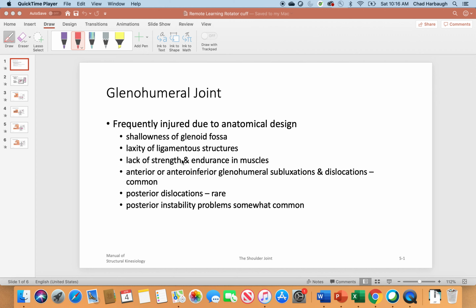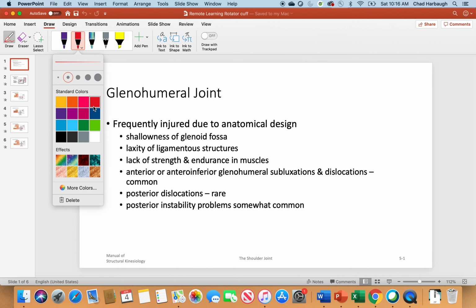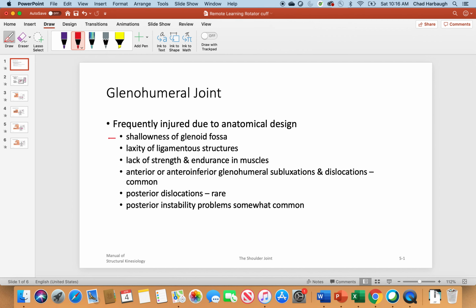Today we'll be discussing the rotator cuff musculature of the glenohumeral joint. The glenohumeral joint is most often injured due to its anatomical design. When we talk about the anatomical design, we notice the shallowness of the glenoid fossa. Only 1/3 of the humeral head will sit inside of the glenoid fossa.